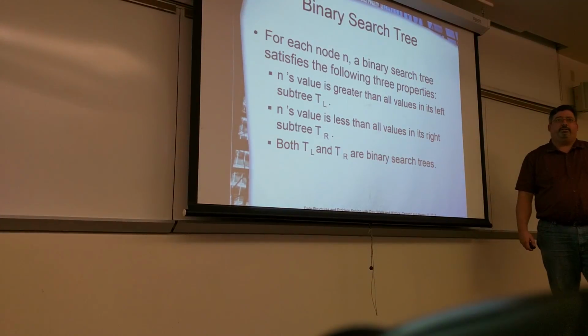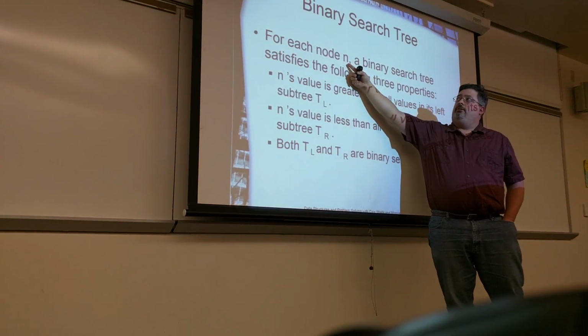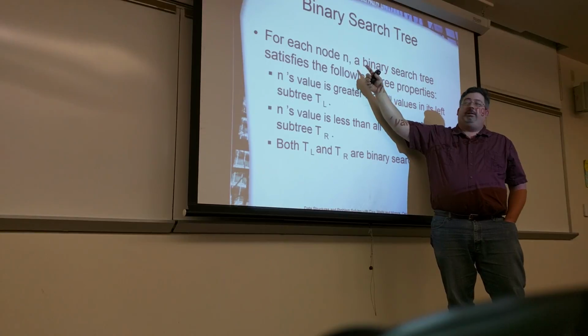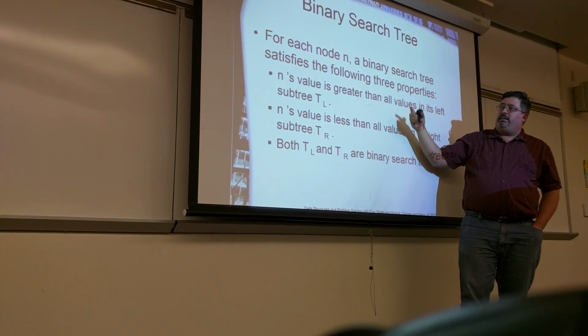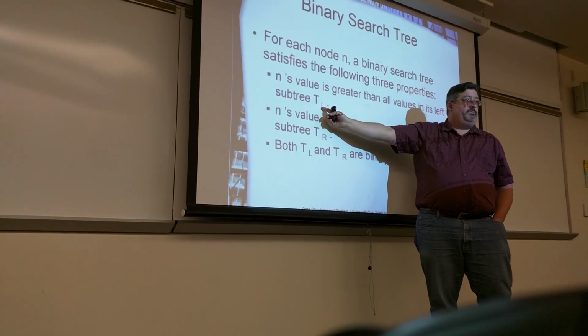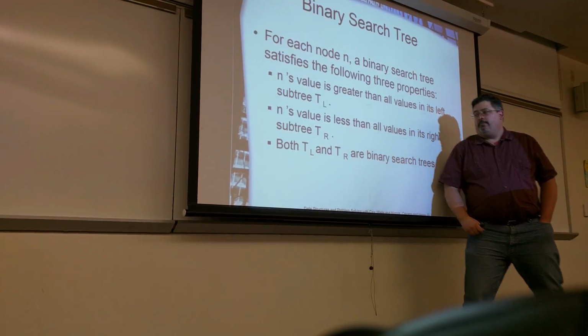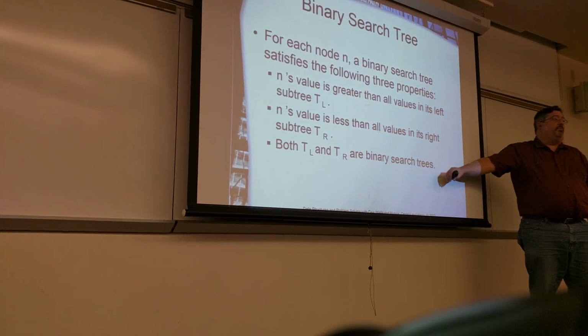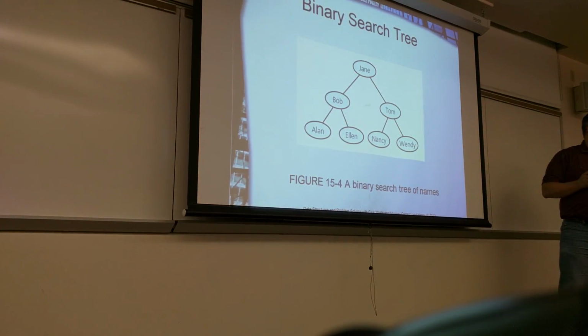So going back through this definition, for each node in the binary search tree, also called a BST, n's value is greater than everything in subtree L, the left subtree. N's value is less than everything in subtree R. And then both of the subtrees are binary search trees. Oops, that's what we have here.